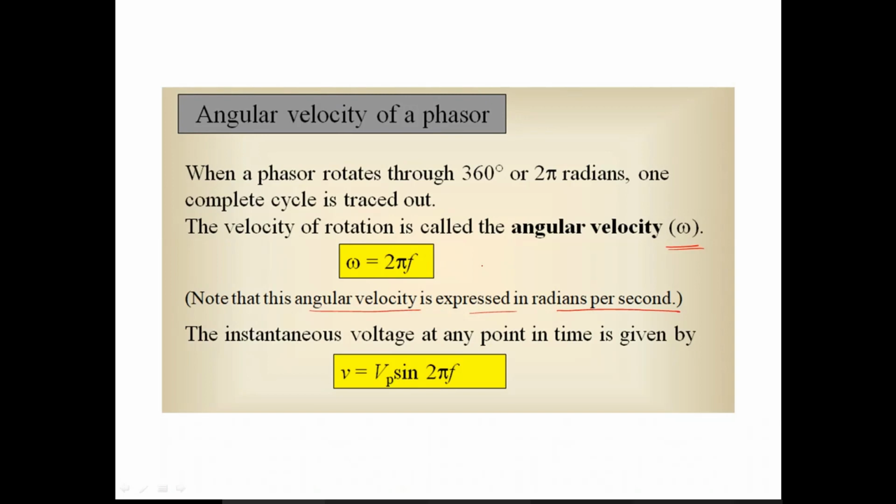So when you write the sinusoidal expression v is equal to Vm sin omega t, omega is the angular velocity in radians per second, and if you multiply it with the time in seconds, then ultimately you get radians only. So the instantaneous voltage at any point in time is given by this formula.